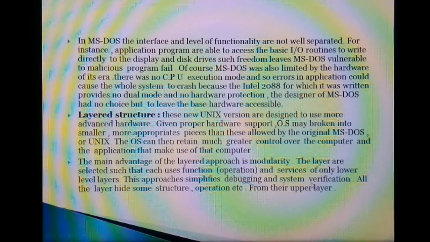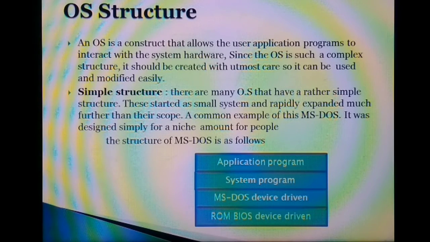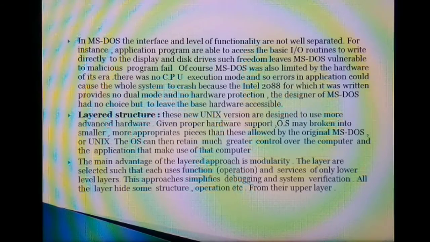In MS-DOS, the interface and levels of functionality are not well separated. You can see that the features are not separated. The application program can access the system program, and the system program can access MS-DOS. For instance, application programs are able to access the basic input-output routines to write directly to the display and disk drive. Such freedom leaves MS-DOS vulnerable to malicious programs.